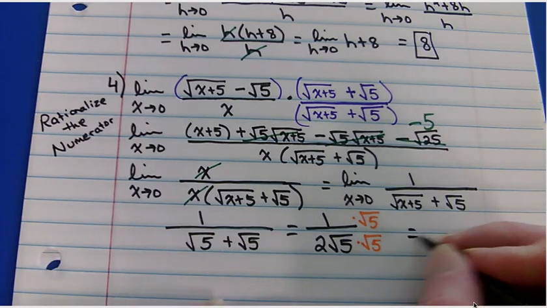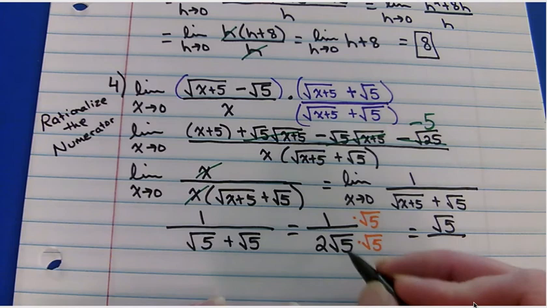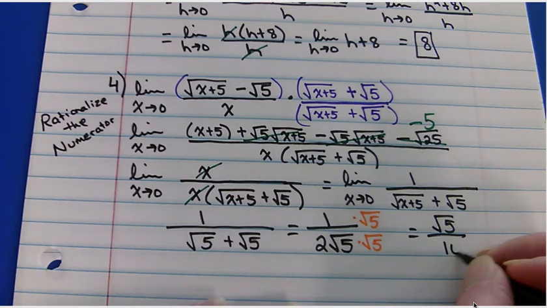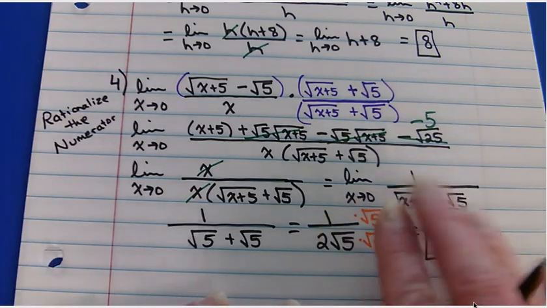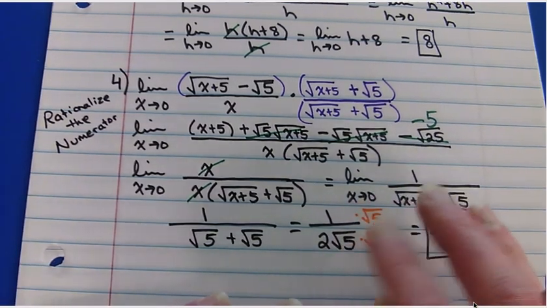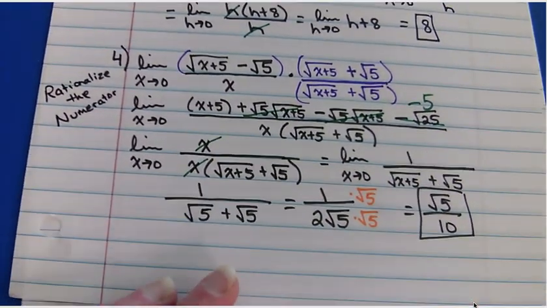And so I'll have square root of 5 in the top. And that's just going to leave me with a 5 times 2, that's a 10. This is the preferred answer. This answer is correct, but not the preferred answer.